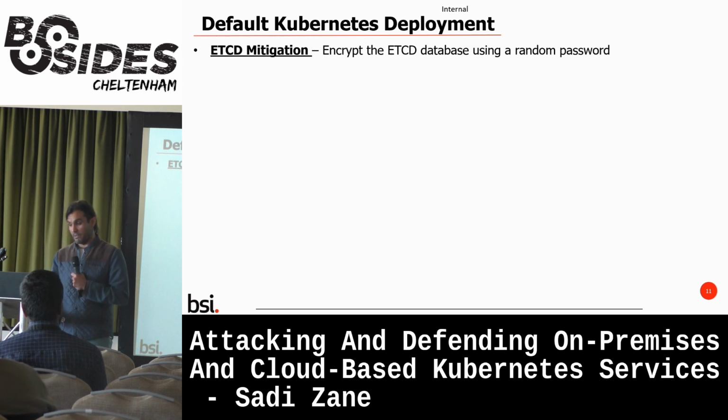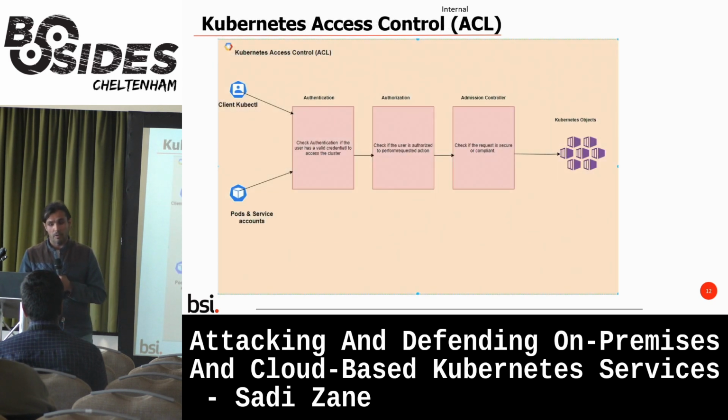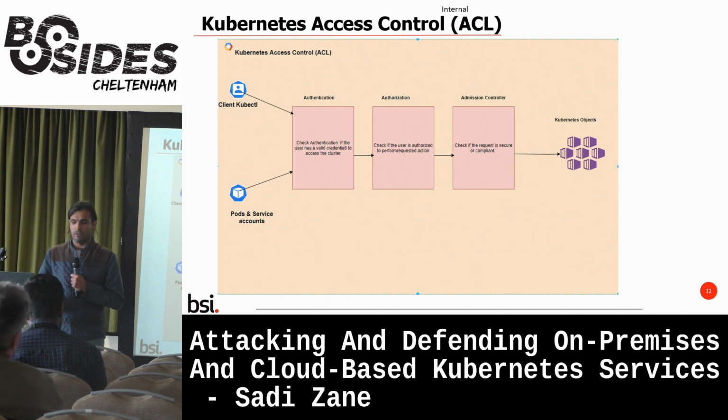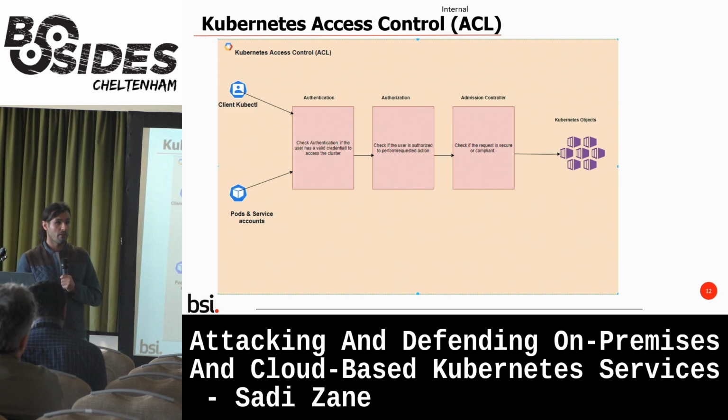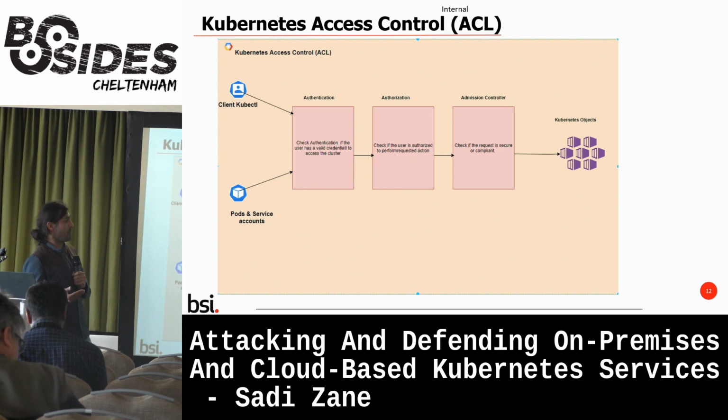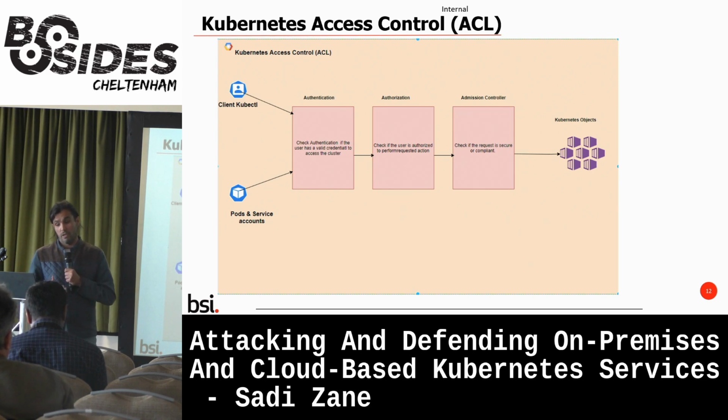The more interesting things are coming up now: Kubernetes access control. With Kubernetes access control, there are multiple phases essentially. When you authenticate as a client, if you're using kubectl, you have to go through these steps: authentication, authorization, and admission controller.